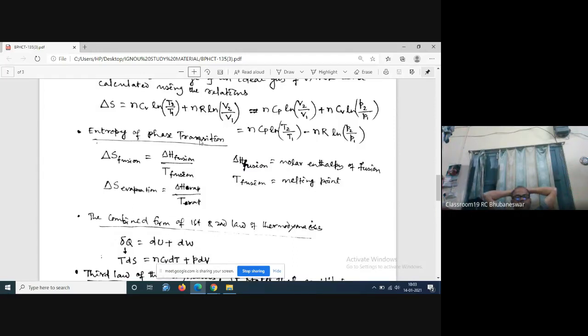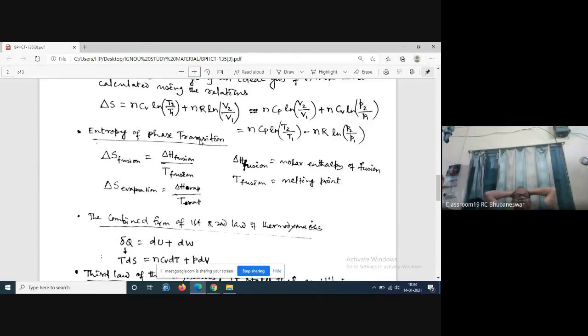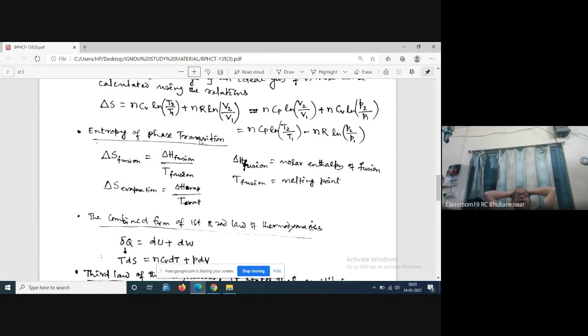Does anyone know the melting point of ice? 0 degrees Celsius. Suppose ice is at minus 5 degrees centigrade. Then can you find water on the ice? No, we cannot find any. Now you supply heat to the ice.